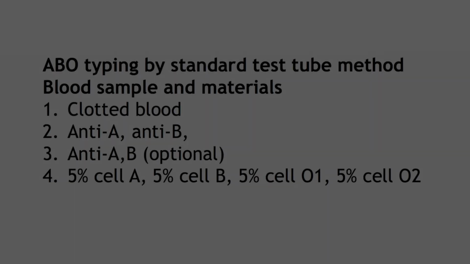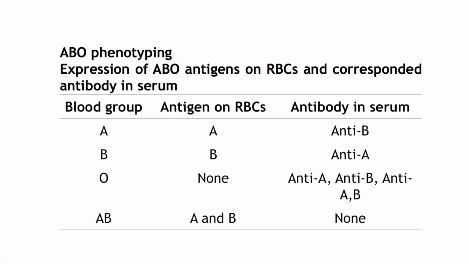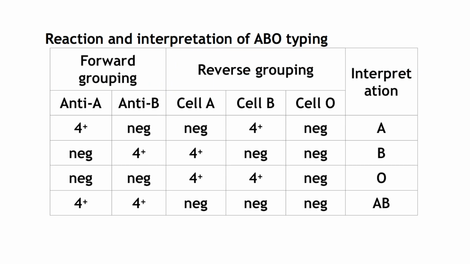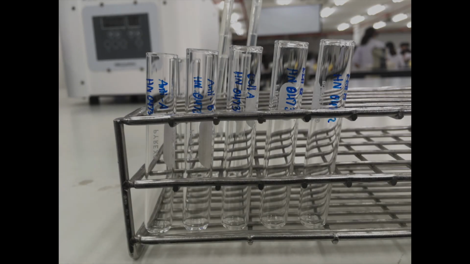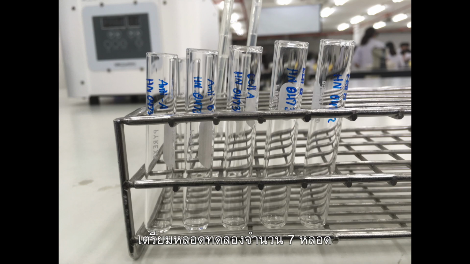ABO grouping by standard tube method. Prepare 7 dry and clean test tubes. The first set of 2 tubes for cell grouping label anti-A and anti-B.